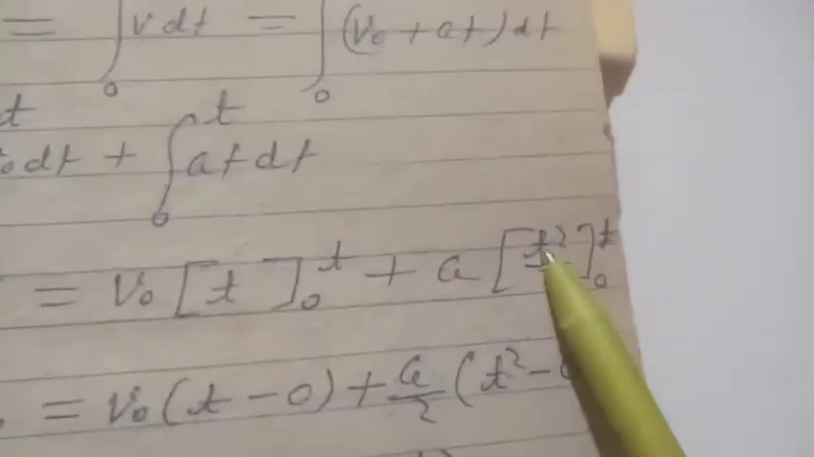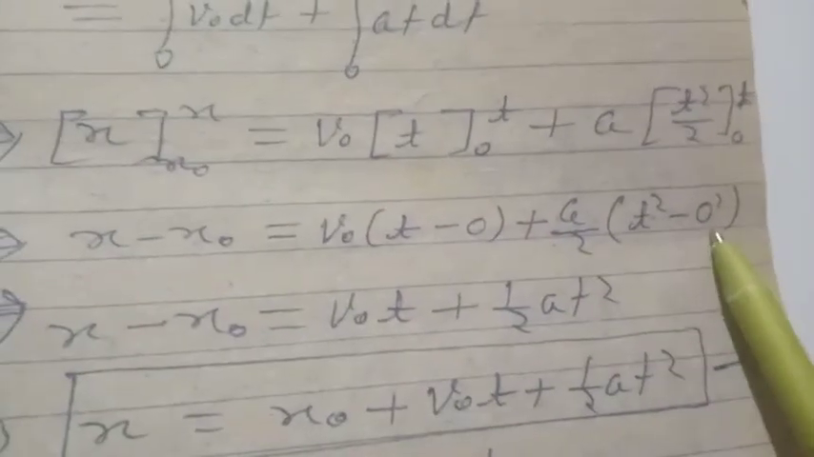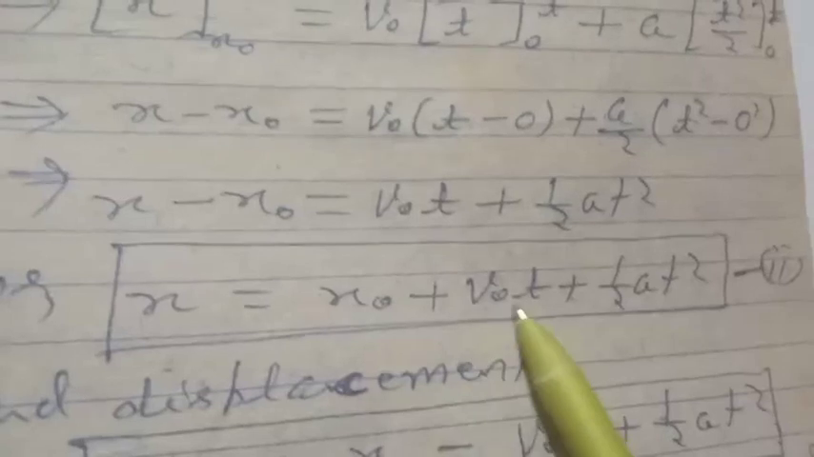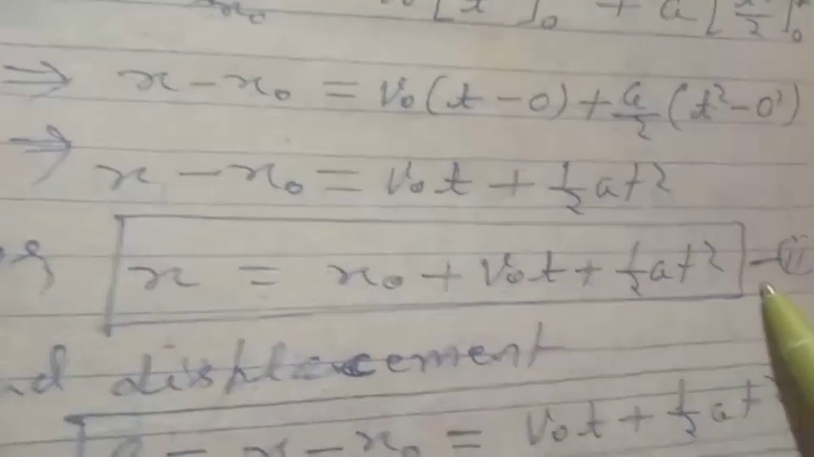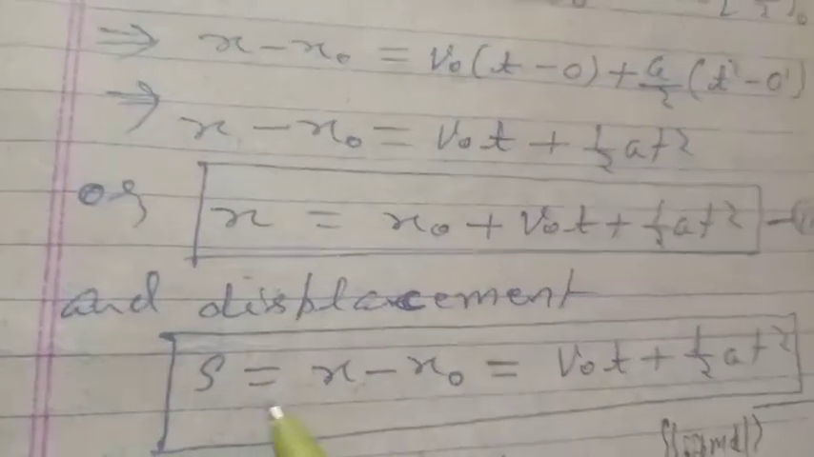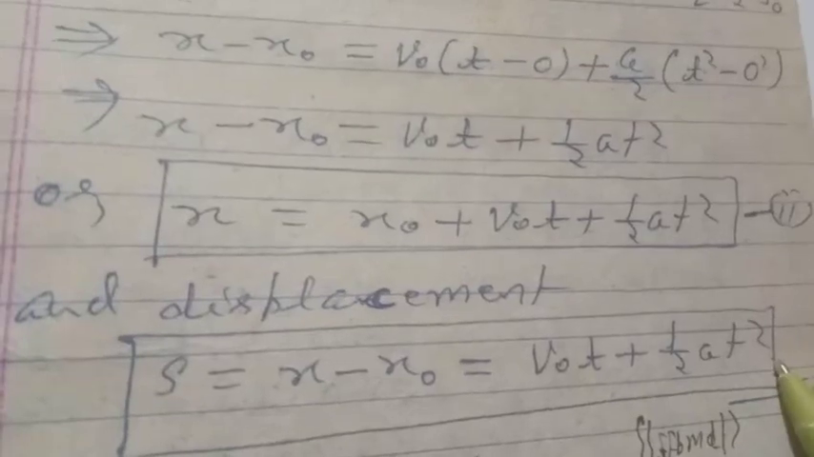So here a into t square by 2, 0 to t. This implies x minus x naught equals v naught into t minus 0 plus a by 2 into t square minus 0 square. So x minus x naught equals v naught t plus 1 by 2 a t square, or x equals x naught plus v naught t plus half a t square. This is equation 2. And displacement s, equal to x minus x naught, is v naught t plus half a t square.